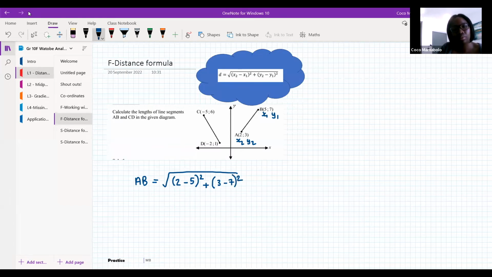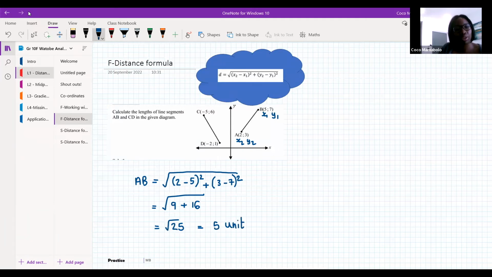Now, if I punch that into a calculator quickly, 2 minus 5 will give me negative 3. That's 9, plus 3 minus 7 is negative 4 squared, which will give me 16. And this will give me the square root of 25, which is 5 units.